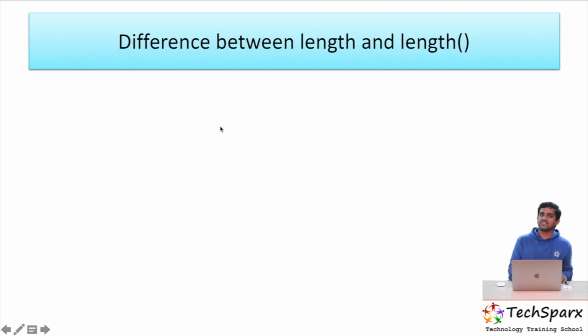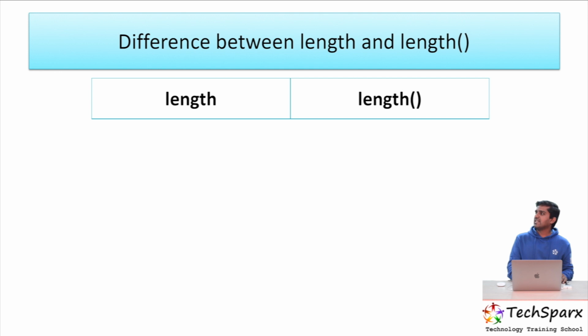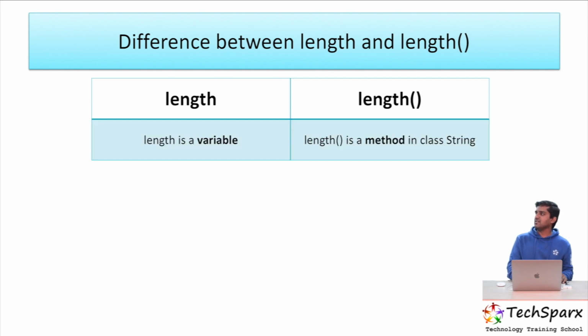Now one more question can appear, that is the difference between the length variable and the length function. So what are the differences? So length is a variable and length() with open and close parentheses is a method in the class String. So please understand, this is a variable, this is a method.